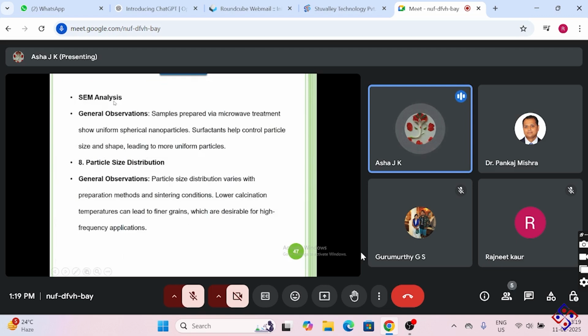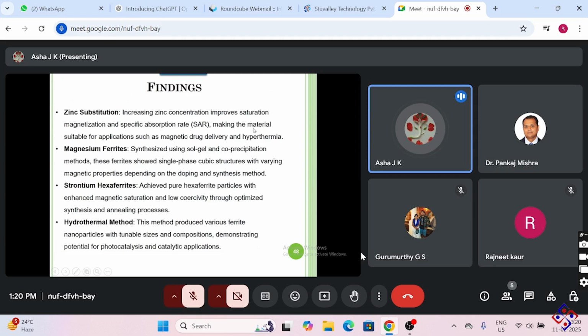Next thing is the SEM analysis. Here general observations are samples prepared via microwave treatment show uniform spherical nanoparticles. Surfactant helps to control the particle size and shape, leading to more uniform particles. Next thing is the particle size distribution. Particle size distribution varies with the preparation methods and sintering conditions. Lower calcination temperatures can lead to finer grains, which are desirable for high frequency applications.